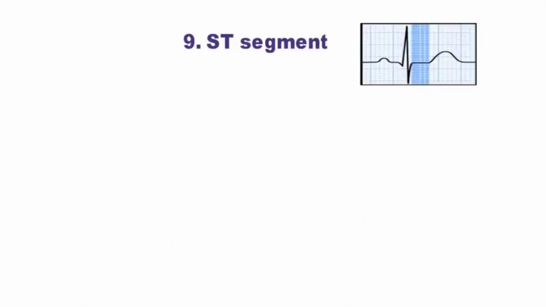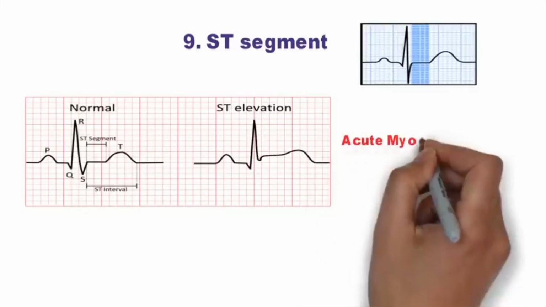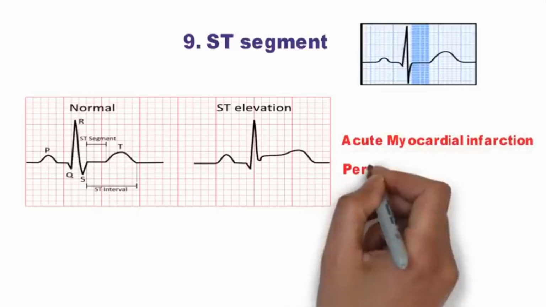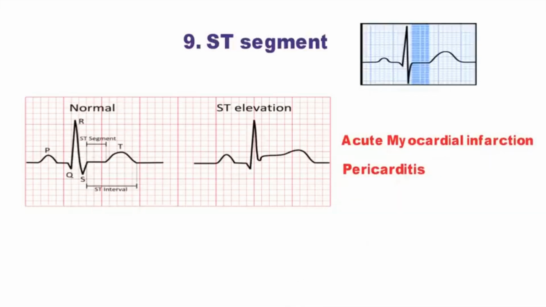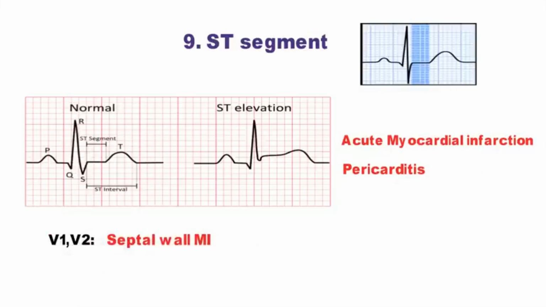Step 9, ST segment. It is the flat isoelectric section of ECG between the end of S wave, that is the J point, and beginning of T wave. As in this ECG, you can see ST elevation, which could be commonly due to acute myocardial infarction or pericarditis. If ST elevation is present in V1, V2, then it is septal wall MI.